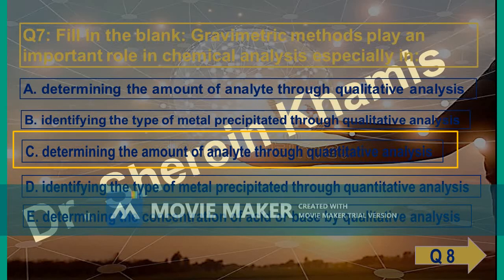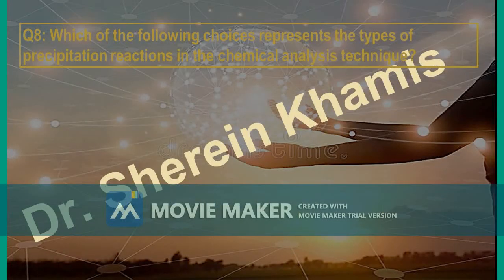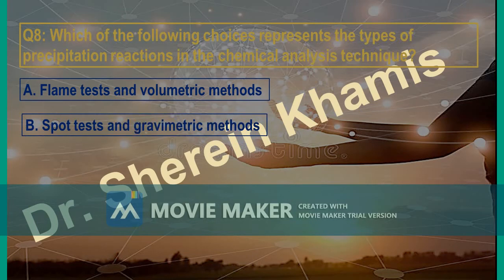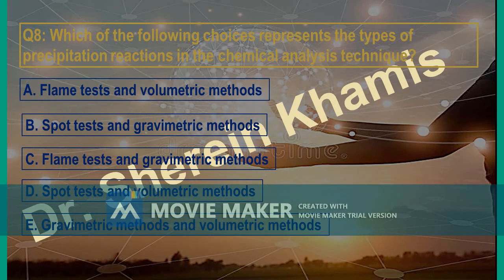Okay, we are going to question number 8. Which of the following choices represent the types of precipitation reaction in the chemical analysis technique? The first one, flame test and volumetric methods. Okay, here we want what? We want the type, type means qualitative. Okay, we have spot tests and the gravimetric method. We have flame test and the gravimetric method, spot tests and volumetric method, gravimetric method and volumetric. The last one, wrong at all.